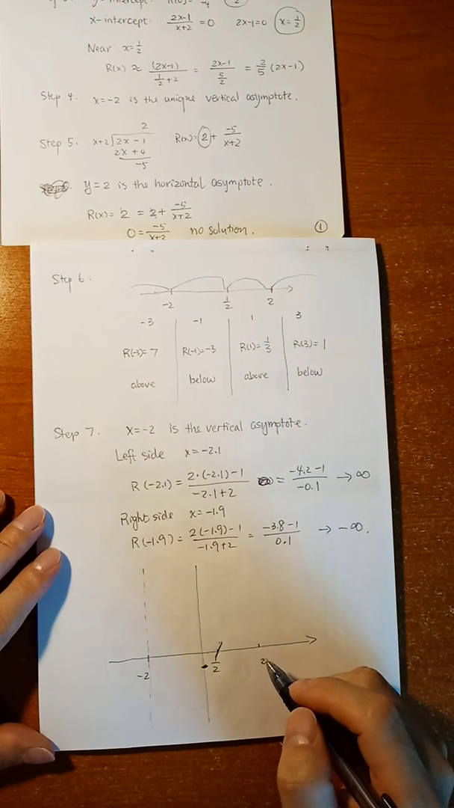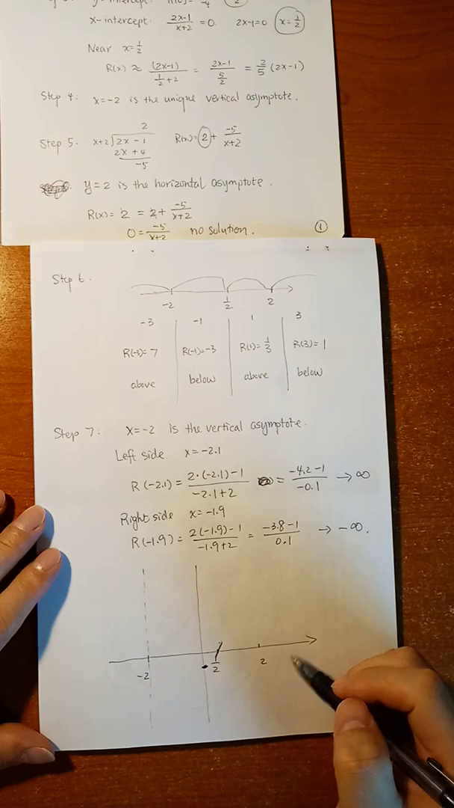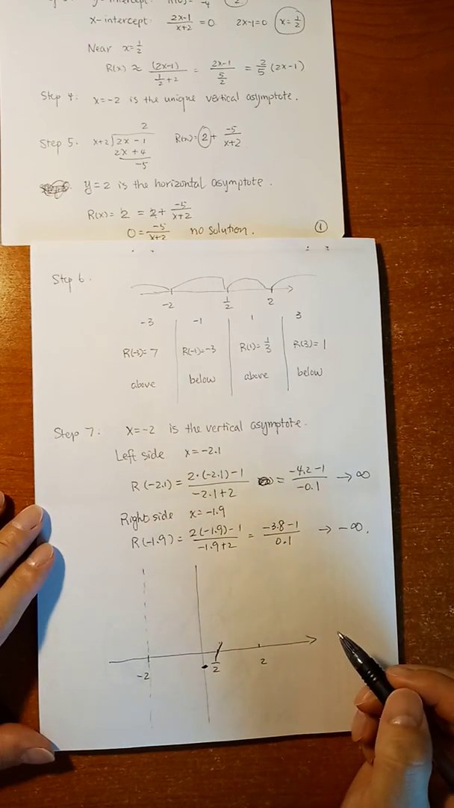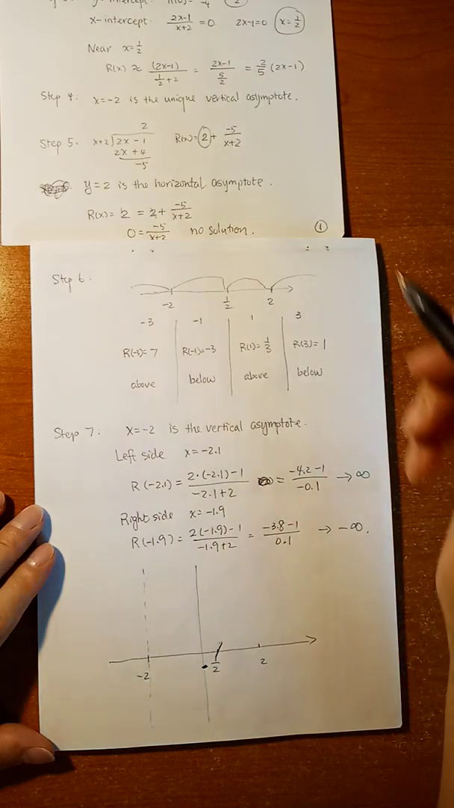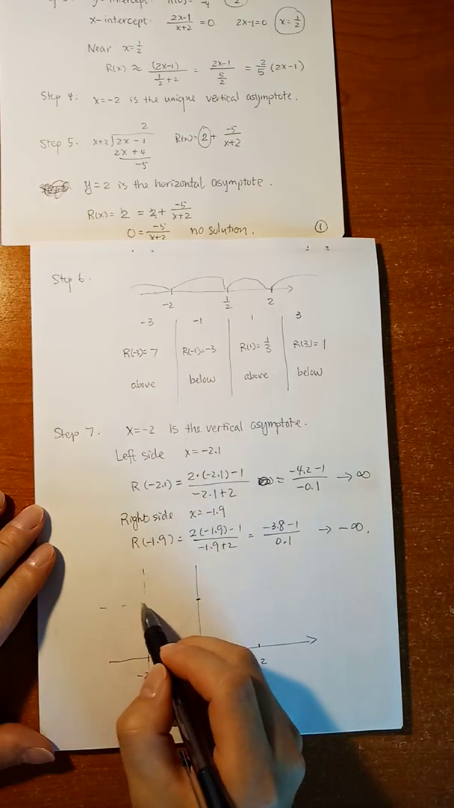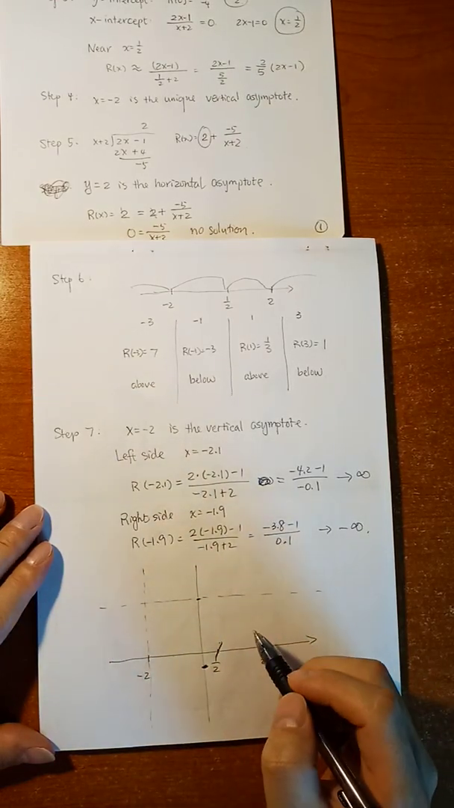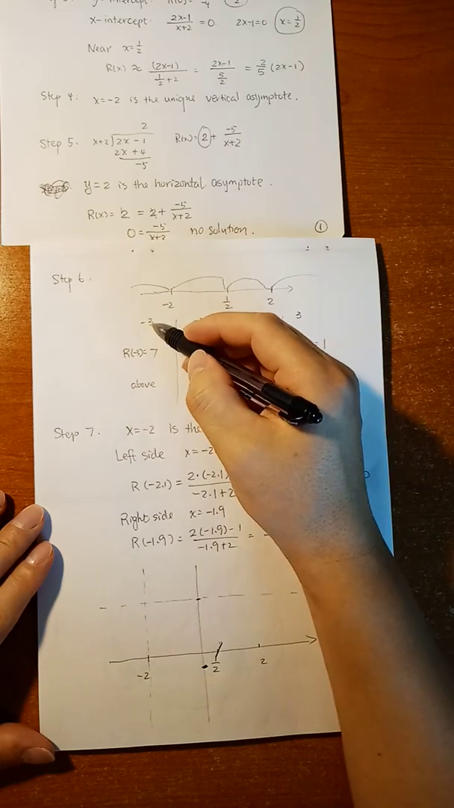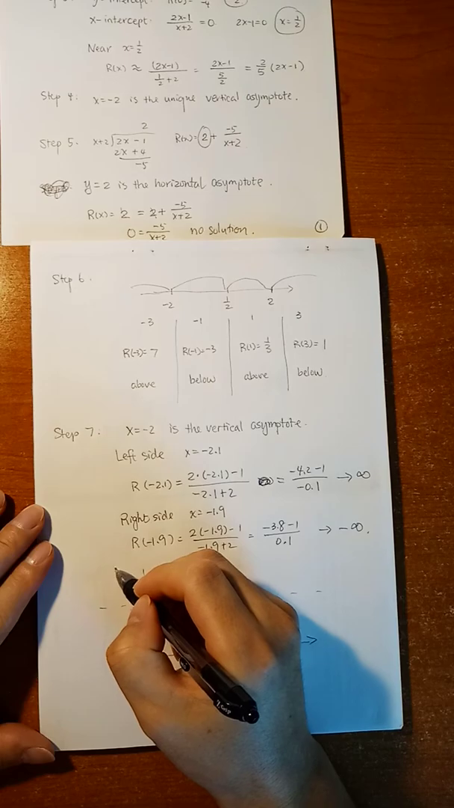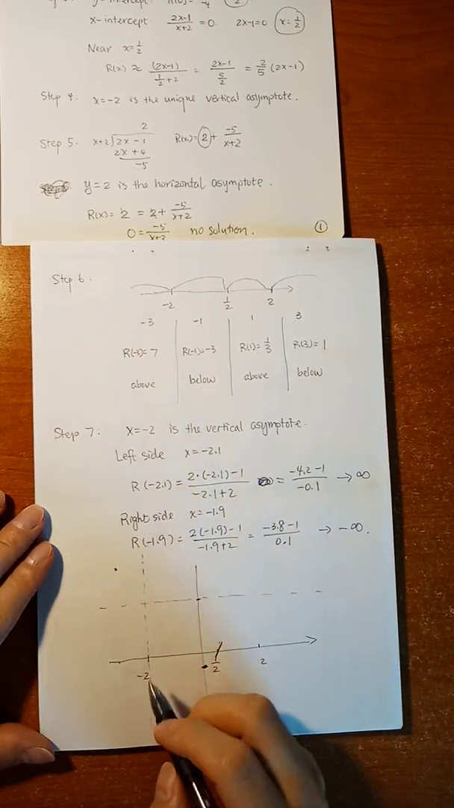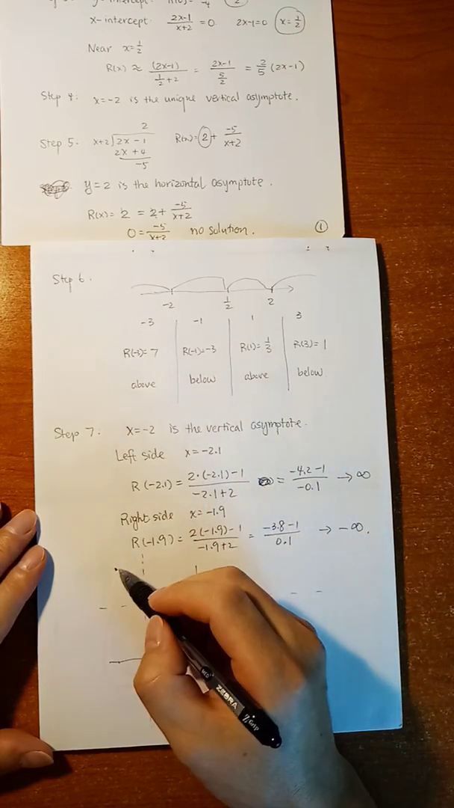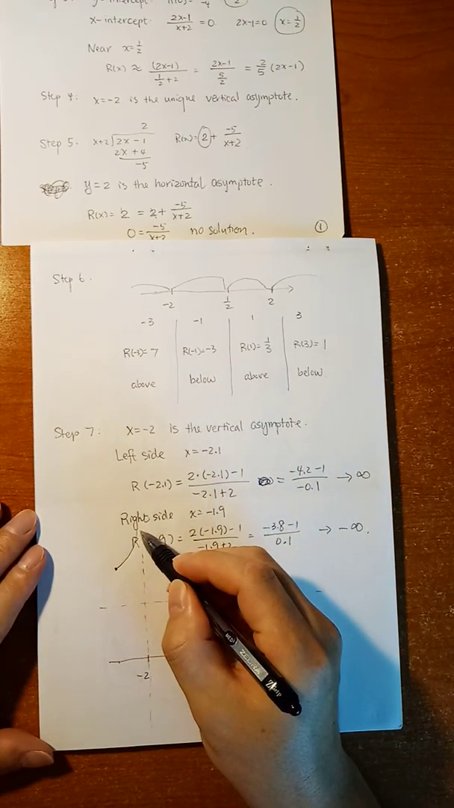Let's check. At this point, there's no solution. There's no definition. Where is the horizontal asymptote? Horizontal asymptote, y equal to 2. And we know that at -3, the value is 7. So -3 is here, it's 7, it's this place. And on the left-hand side of -2, it approaches positive infinity. So it has to go this way.